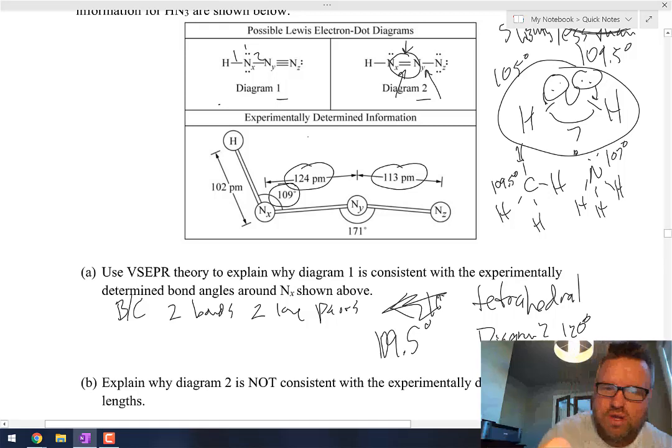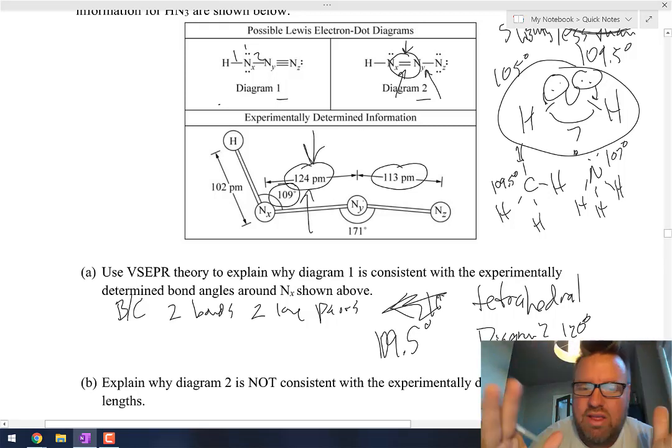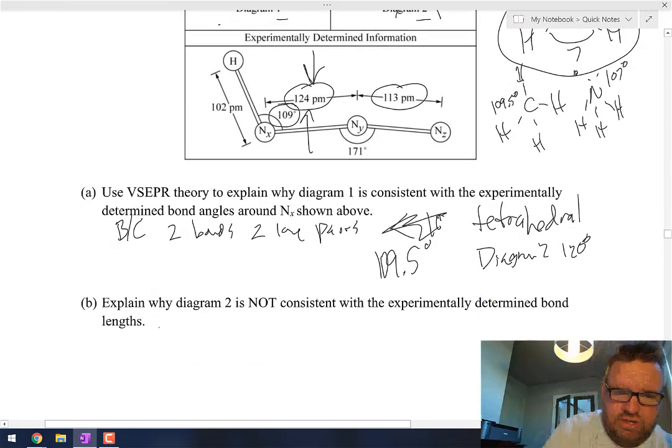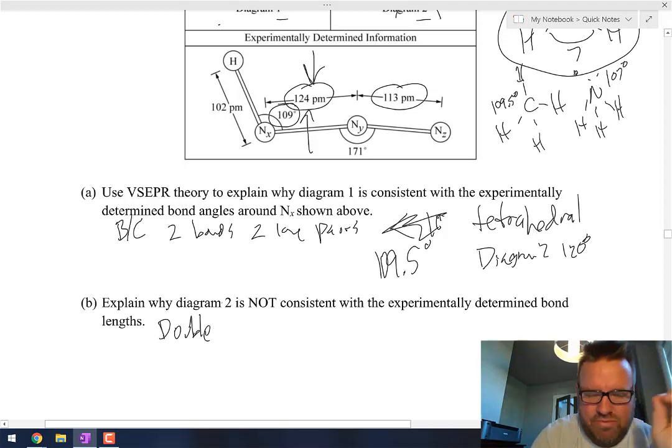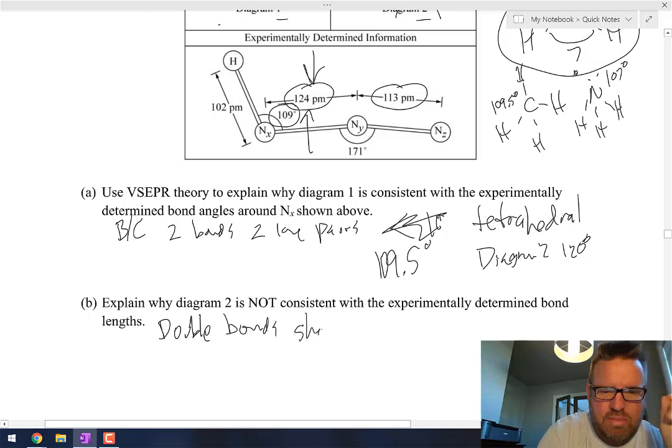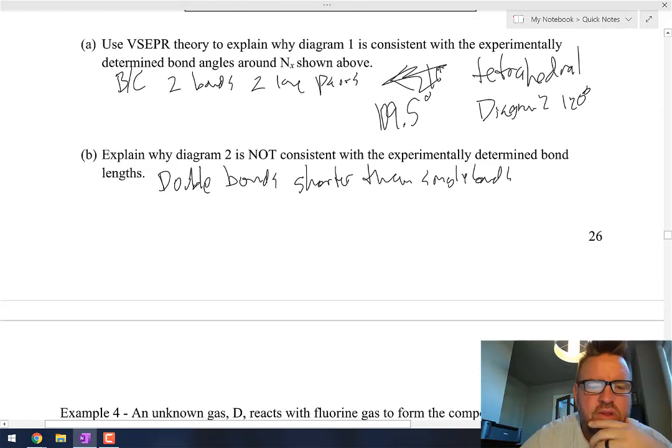But then you look at the actual numbers, and what do you see? You see that the bond length there is 124. It's longer than the other one. So you would just say something about how, and again, I'm not writing out the exact answer for you because I want you to write it out, but I'm going to say something about double bonds being shorter than single bonds. That would be all you would need to say on that one.